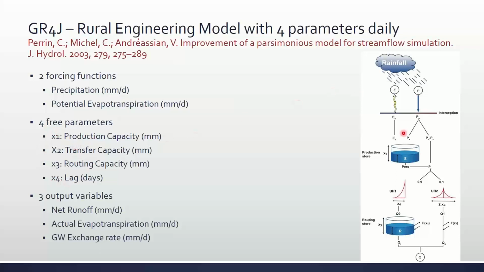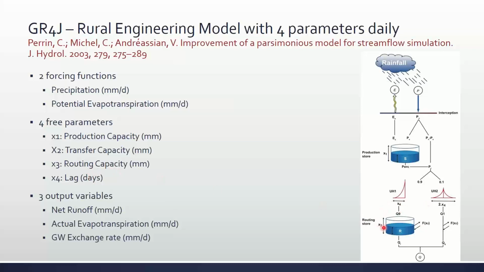So the production capacity, which is the depth of the production store. Conceptually, this corresponds to the root zone of a slice of soil where the atmospheric exchanges occur. You have the transfer capacity, which is really the groundwater transfer capacity, which occurs here in that flow chart. That can be negative and positive, so you can have sort of a leaky catchment, or you can have a gaining catchment.